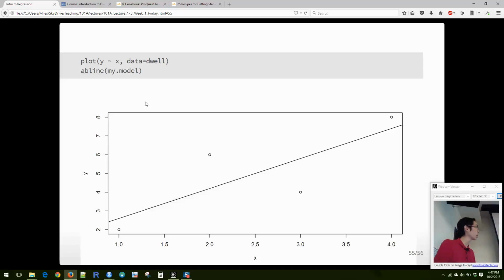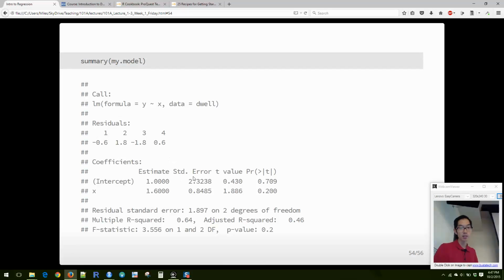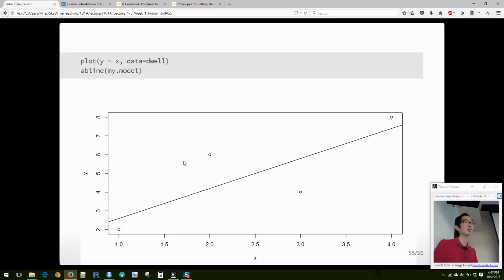If you want to create a plot, you can do plot y as relates to x, and it puts those dots up there. This is the built-in plot function, and then you just say abline my model, and when you feed my model into abline, it knows, hey, you're giving me a linear model. I'm going to pick out the intercept and slope, and graph the line. Which is really nice. You don't have to generate an index of x's and y's to do all of this.